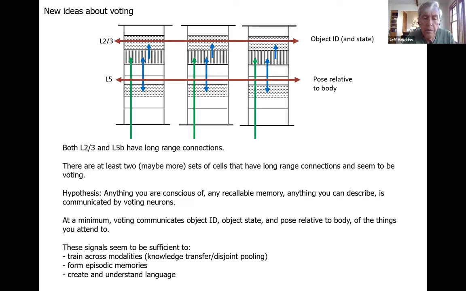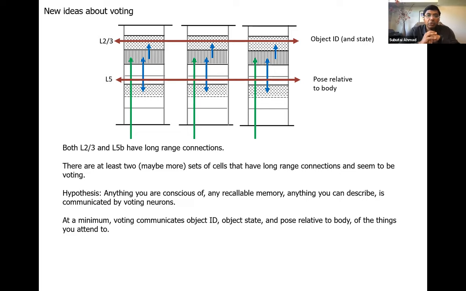I have a question about that. What about motor actions? I'm aware that I'm about to reach and touch my laptop screen or whatever. I can consciously think about that and make that movement. When we have to make a motor action, I could imagine there's a voting process involved in that as well.